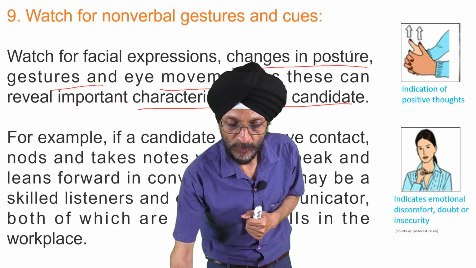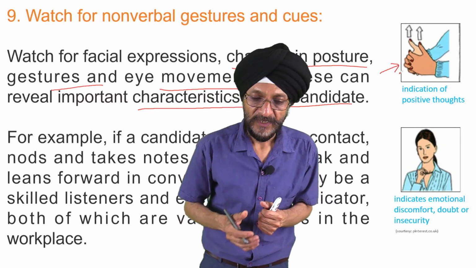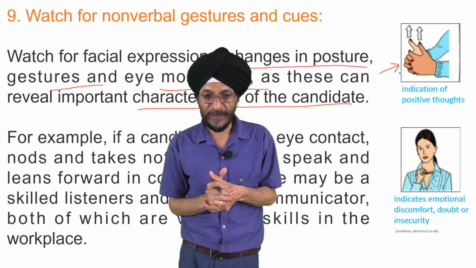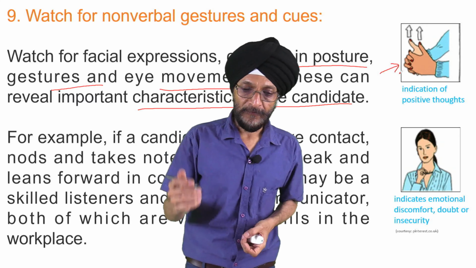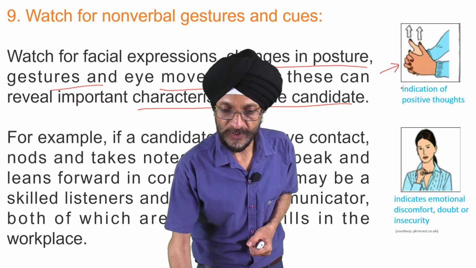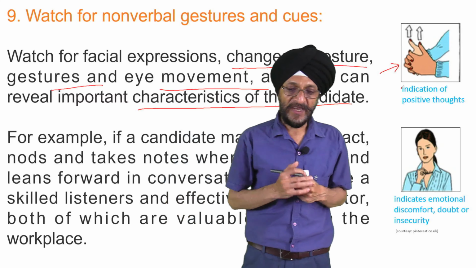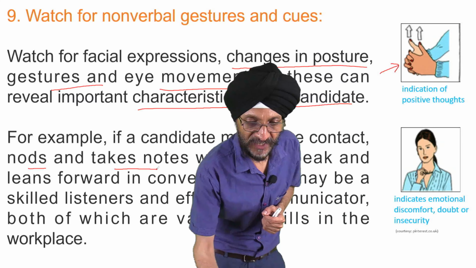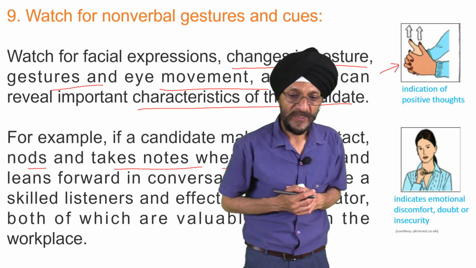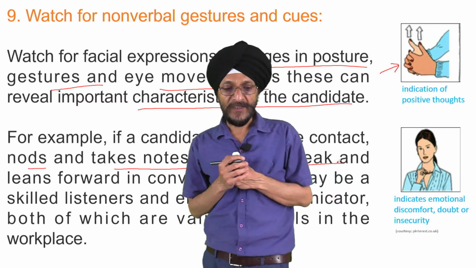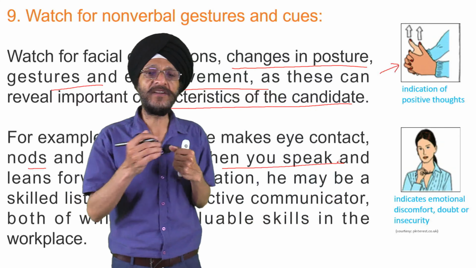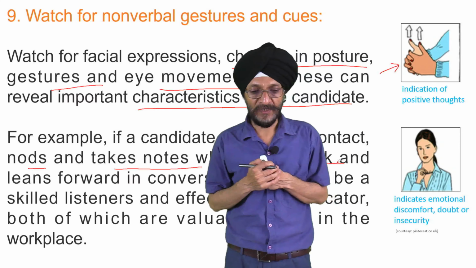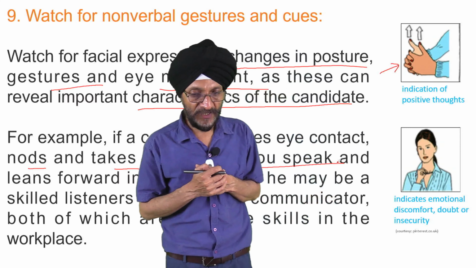In this picture, you can see that if a person is having his hands in such a way with thumbs on the upper side, this can give the clue that these are indications of positive thoughts. If a candidate makes eye contact, nods and takes notes when you speak, and leans forward in conversation, he may be a skilled listener and effective communicator, both of which are valuable skills in the workplace.